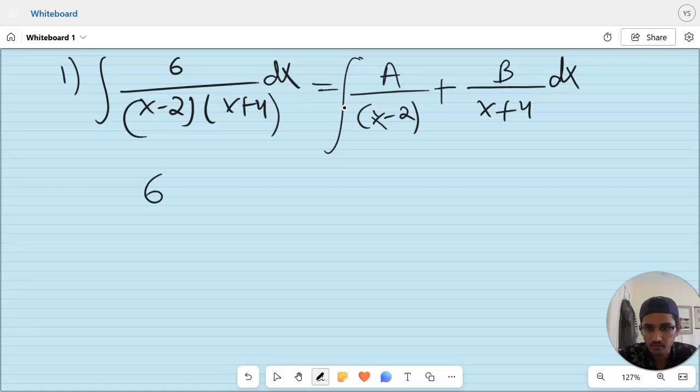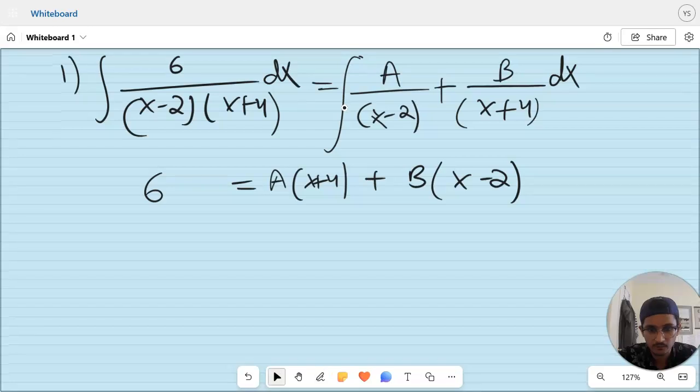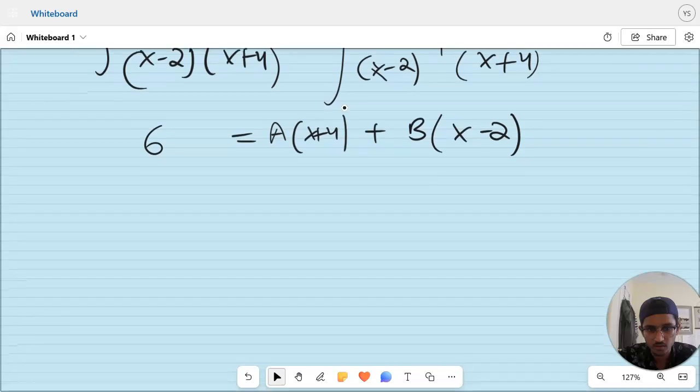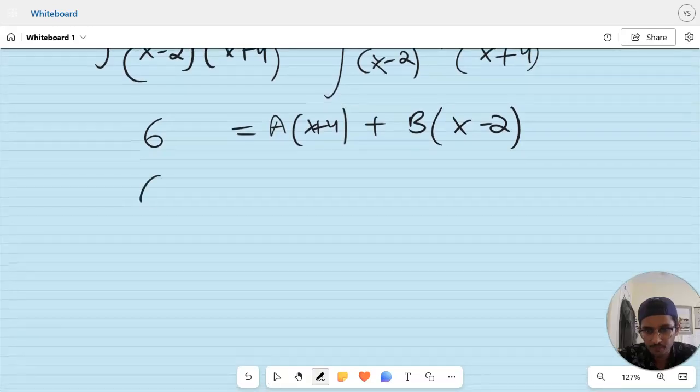So we're going to be left with 6 equals, if we multiply (x minus 2)(x plus 4) to A, we're going to be left with x plus 4, and if we multiply that to B, we're going to be left with x minus 2, since it already has x plus 4. Next step is to try to isolate one of these, try to corner down A or B. Let's start with finding what A is.